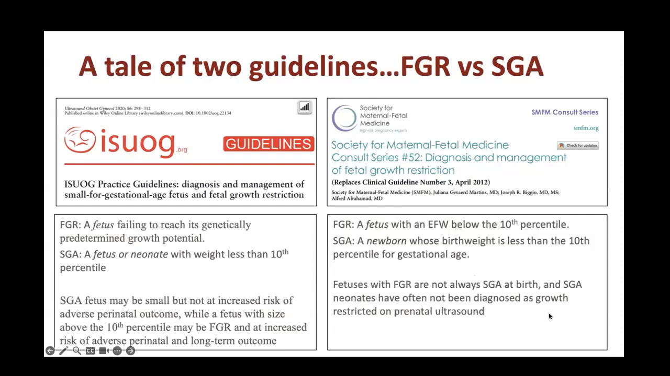Fetuses with FGR are not always SGA at birth, and SGA neonates have often not been diagnosed with growth restriction, suggesting that there's some inherent inaccuracy when it comes to ultrasound. So we can see differences there.